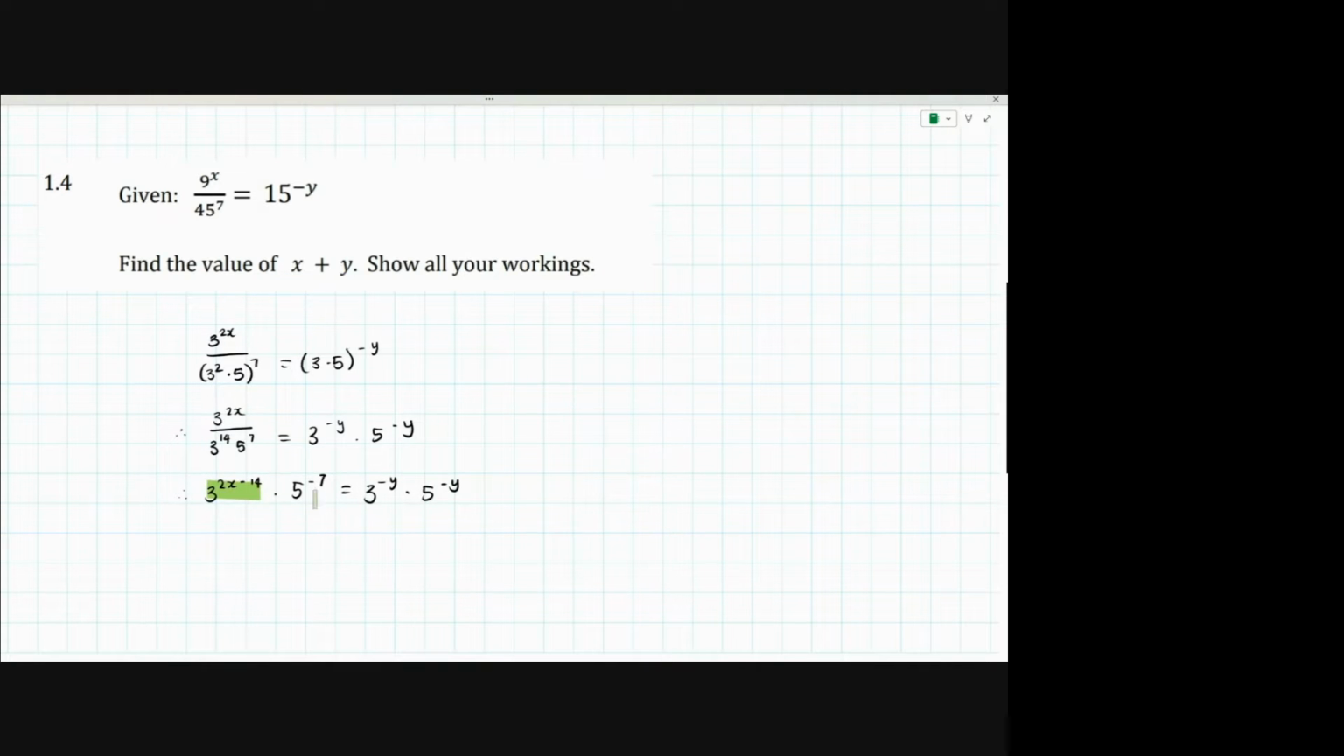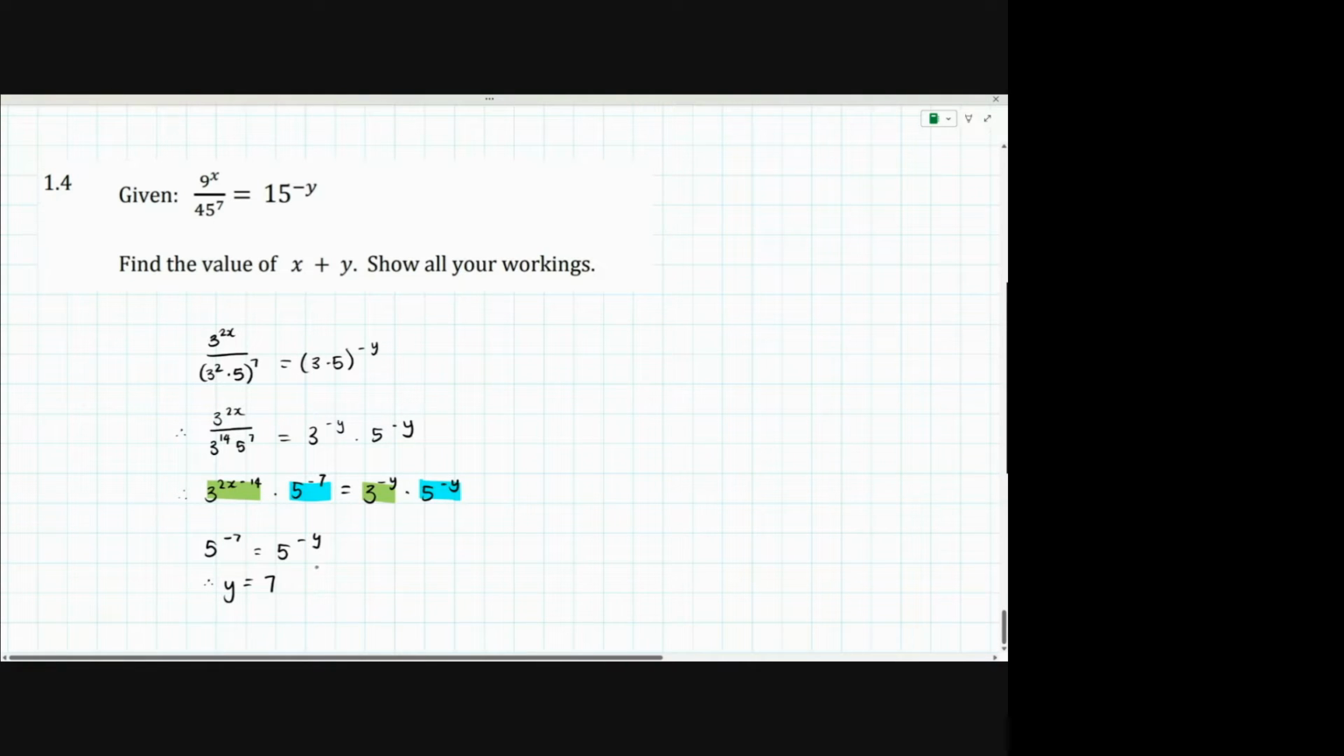This base 3 and its exponent should be equal to this base 3 and its exponent, because what we have on the left should be equal to what we have on the right. And this 5 to the negative 7 must be equal to this 5 to the negative y. So we link up the like bases. So if I start with the 5s, 5 to the negative 7 equals 5 to the negative y, which means that y is equal to positive 7.